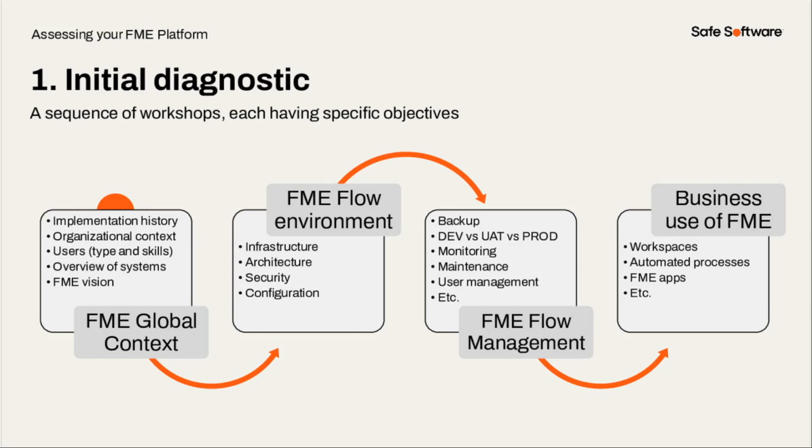If we look at the first workshop you'll need to conduct, on the global context, this is where you'll need to ask questions about, let's say, the historical implementation of your FME. You can ask a question like, what was the first reason for your organization to start using FME, or what was the first project developed with FME, and what was the main roadblock or lesson learned from the past? All of those questions will help you have a better understanding of your current ecosystem.